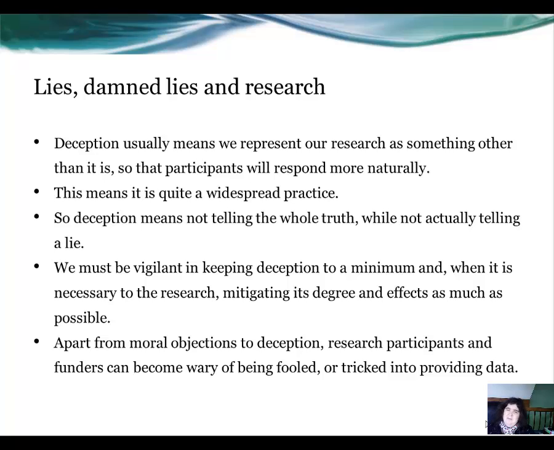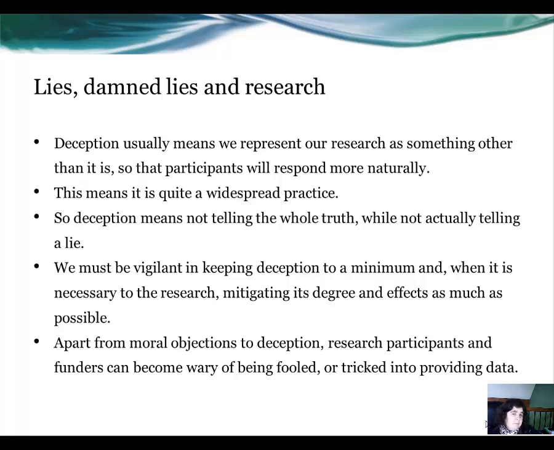Lies, damn lies and research. This is just a title that I think is quite all-encompassing, but deception usually means we represent our research as something other than it is, so that the participants will respond more naturally. But actually, if you go back to what I said about being ethical and Diener and Crandall's definition, we should not lie or cheat to our participants.